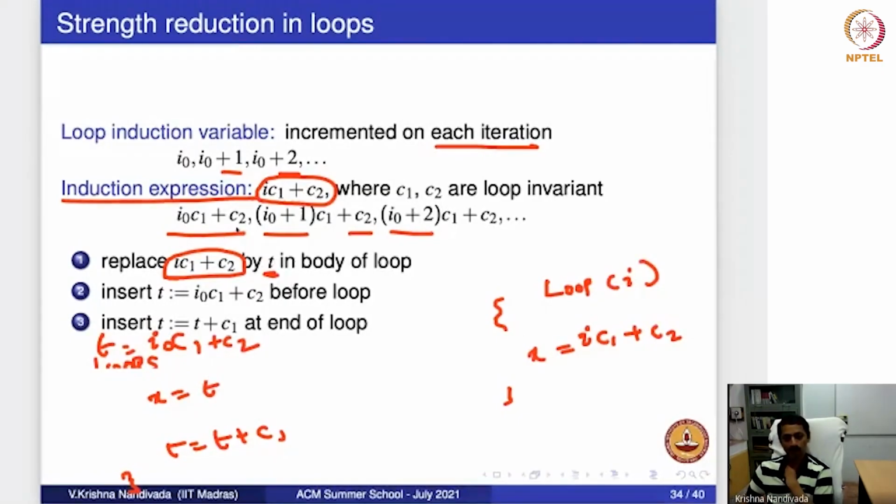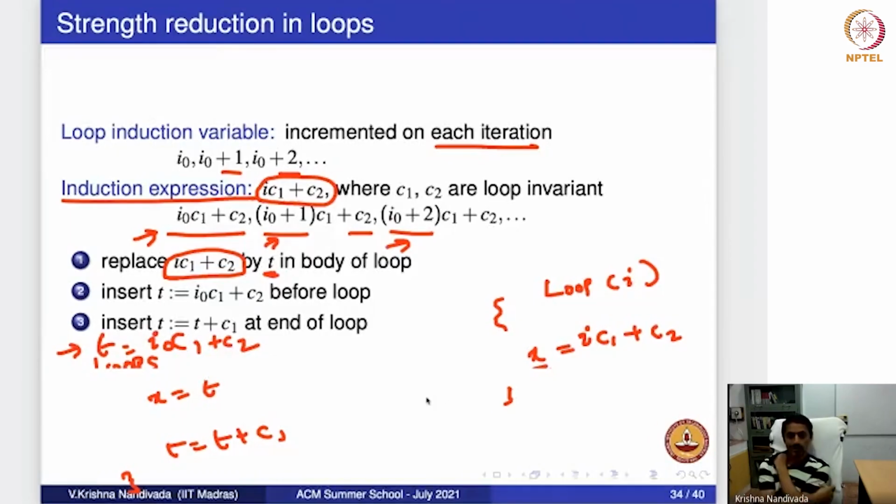One point to note: if you look at the value of x, initially it is this, next it is this, next it is this. What's the difference between two consecutive updates to x? It is C1. It increases by C1. So what did I do? I said T equal to this, x equal to T, and T equal to T plus C1. What did I gain from this?